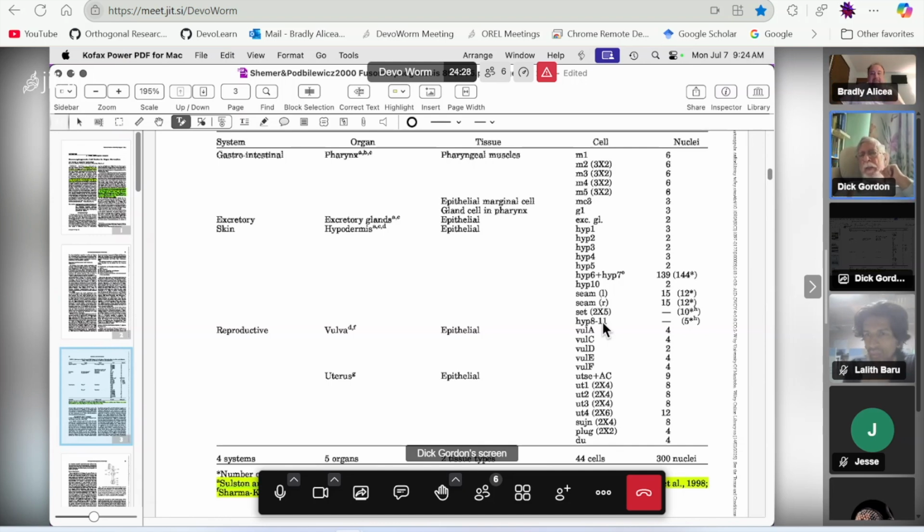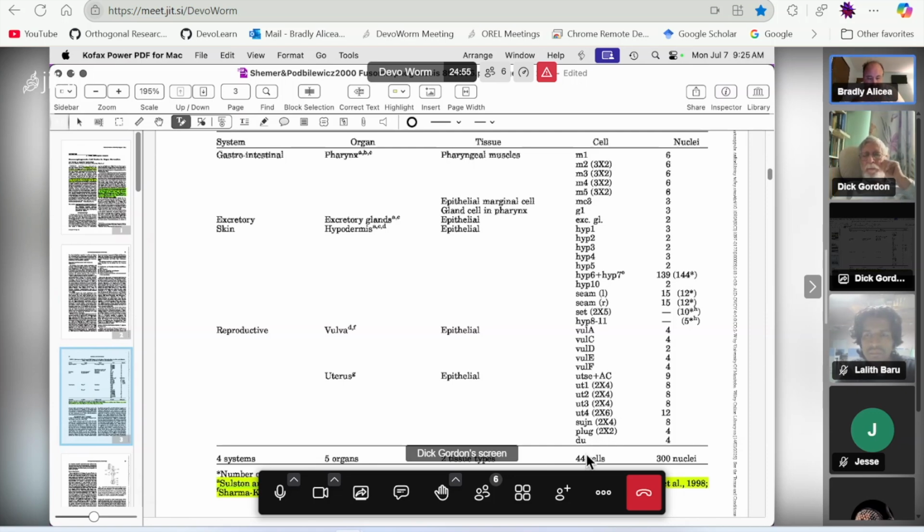Now the next question then is: are these the progenitors? I guess here's an example: Hyp6 plus Hyp7. We have two progenitor cells for this huge syncytium. Okay, so that's an example where we're getting a mix, but it looks like the rest are straightforward.